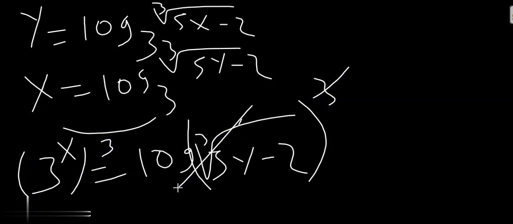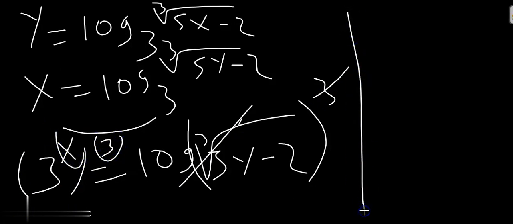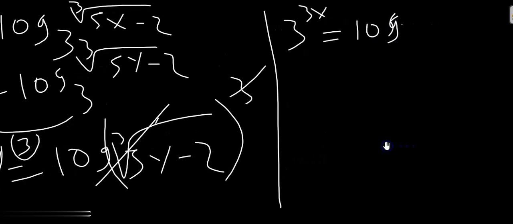Then when I multiply 3 by x, I'm going to get 3 raised to the 3x, because 3 times x is 3x, and equals log 5y minus 2. Now I want to solve for y, so I gotta FOIL.